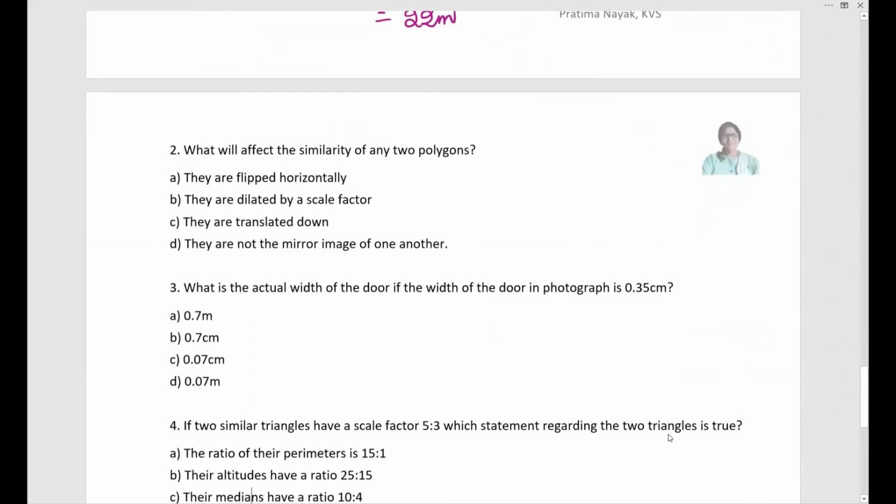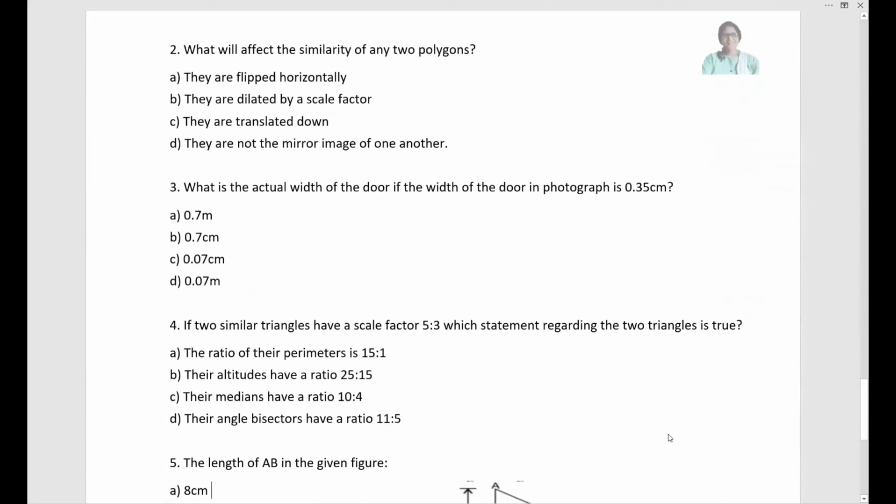Next. What will affect the similarity of any two polygons? That means when two polygons are not similar, they are flipped horizontally, they are dilated by a scale factor, they are translated down, they are not the mirror image of one another. Mirror image of one another, cannot say they are similar.